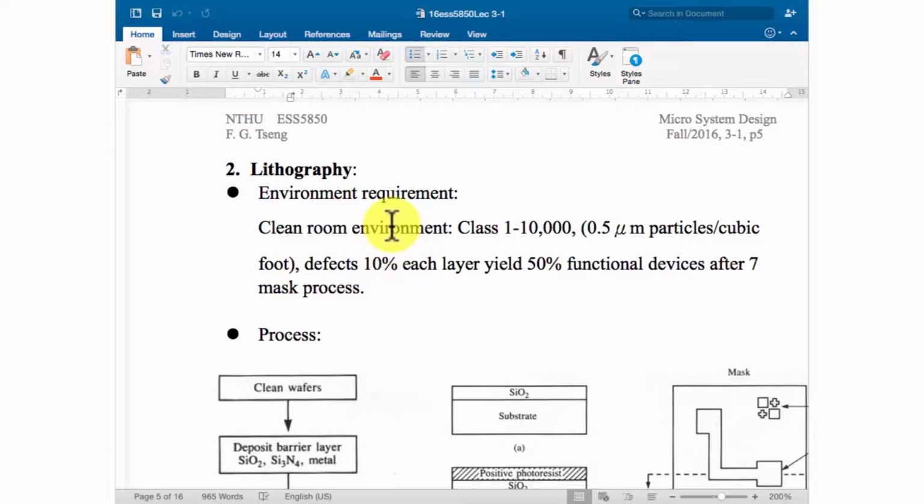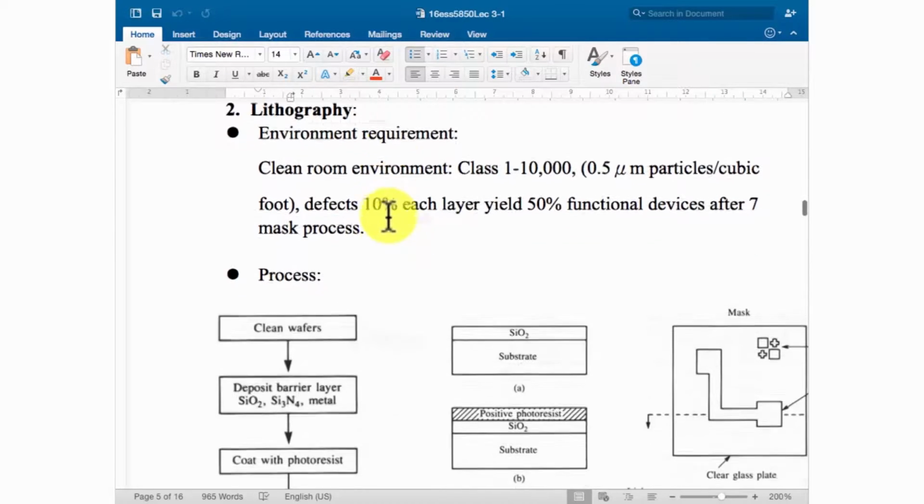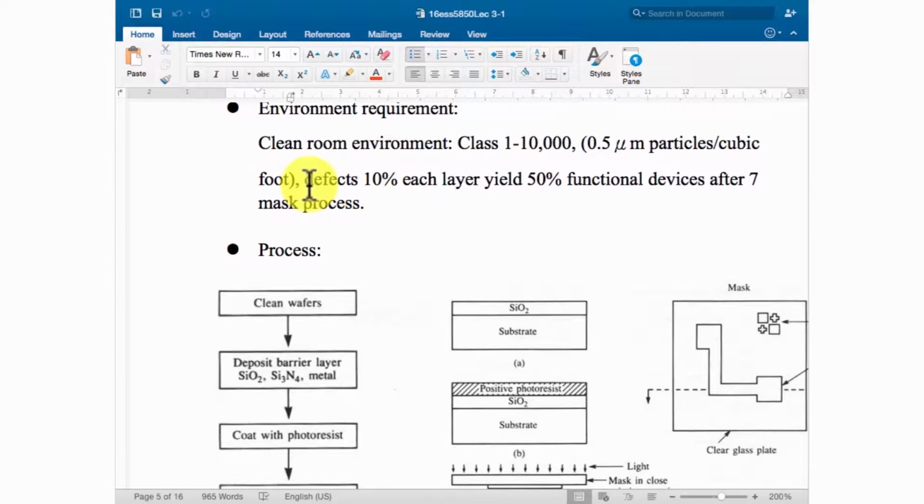Okay, so you need to control the environment. Because if you don't control the environment, particles deposited on the surface will easily cause defects. Okay, for example, the wires will not be connected correctly. They break. Okay, so they can be defective if you have a 10% defect for each layer.